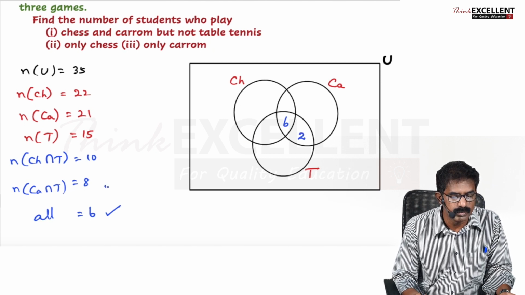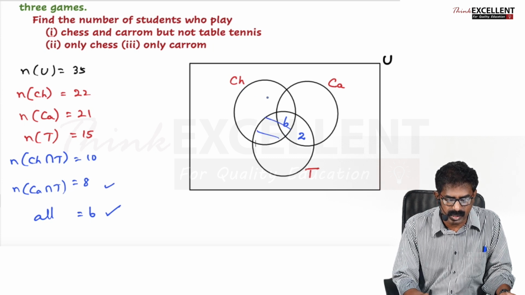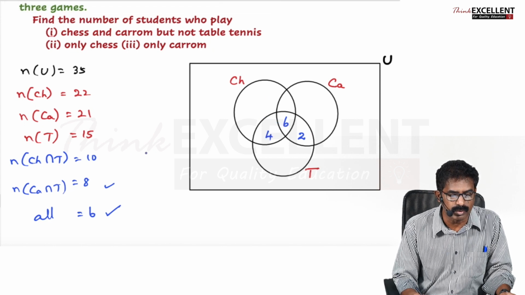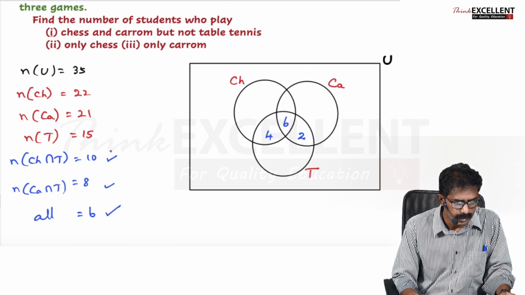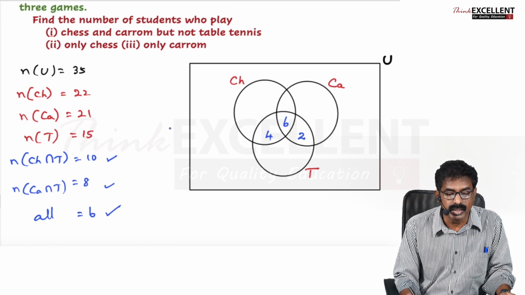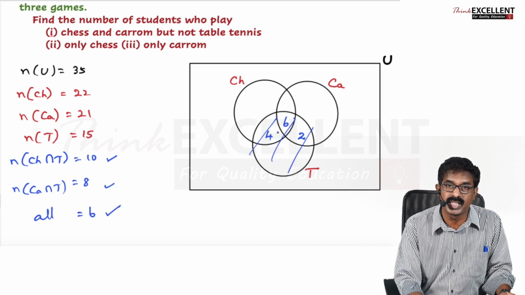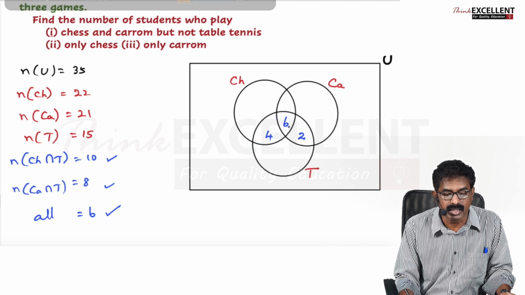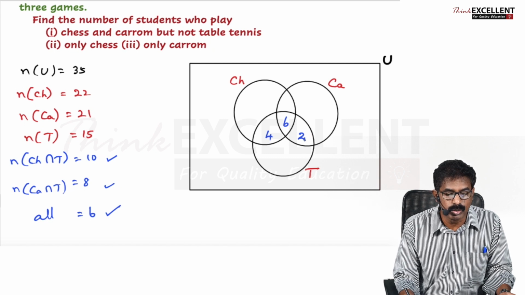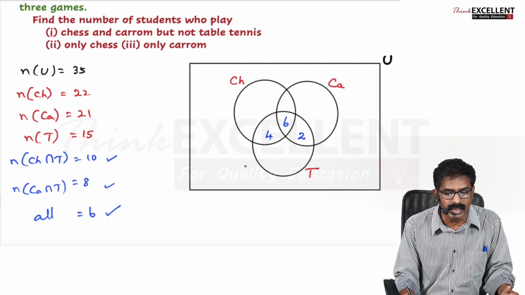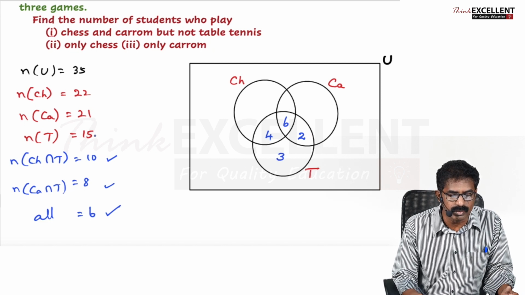Next is chess and table tennis. Chess and table tennis means this portion, 10. But already you written 6. So 10 minus 6, it is 4. That also we finished. Now next one you see n of t. Inside table tennis, in this circle, totally you are supposed to get 15. But already you written 3 numbers: 6, 4, 2. Add it. 6 plus 4, 10. 10 plus 2, 12. Out of 15, 12 already written. So what's the remaining? 15 minus 12 is 3. Okay, that also we finished.